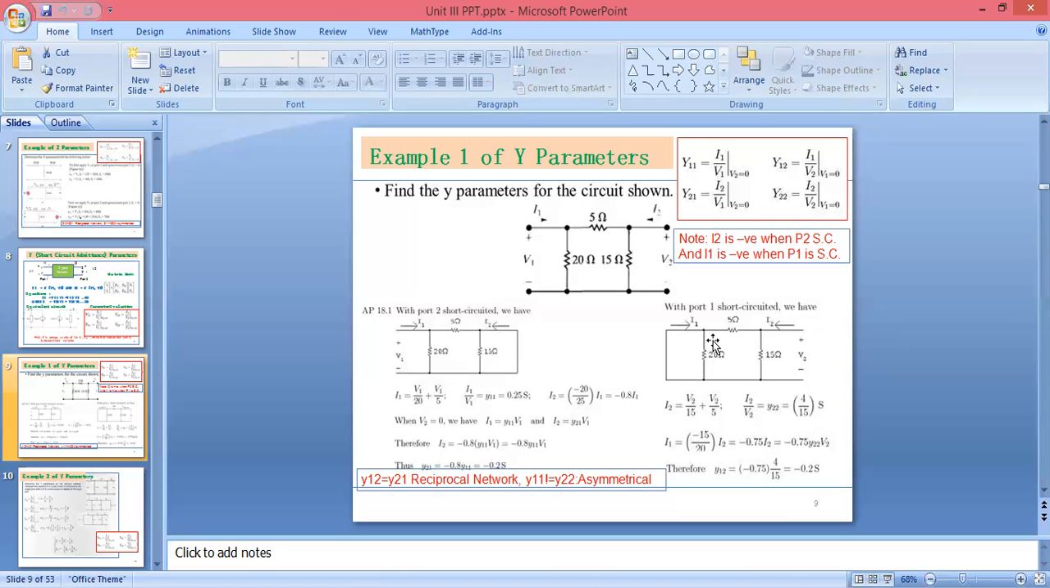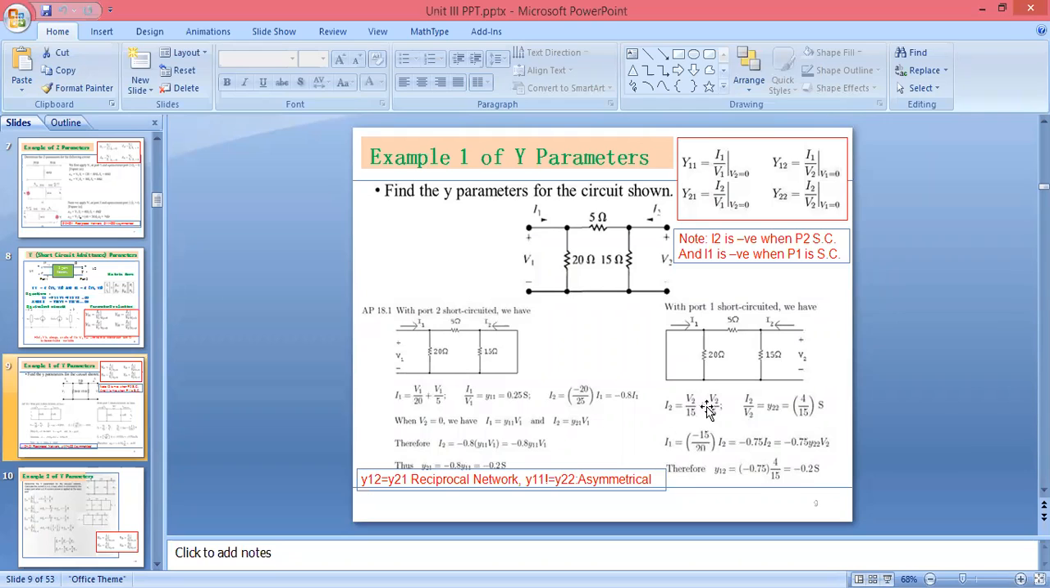So again, if you see, for the port 1, when we are shorting, we are supposed to calculate here Y22 and the Y12. If you are calculating here and you are applying KCL, what you will get?